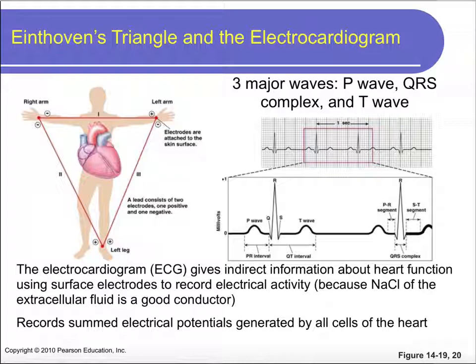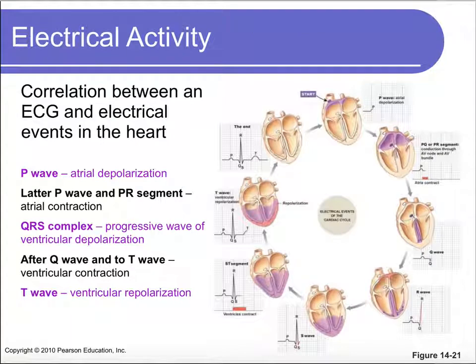We can name the different waves, and they represent different things. So we have our P wave, then we have our Q, R, S complex, and then our T wave. So this is one cardiac cycle. So let's take a look at what they represent. I'm only going to focus on these major waves. I'm not really going to focus on the segments and the intervals.